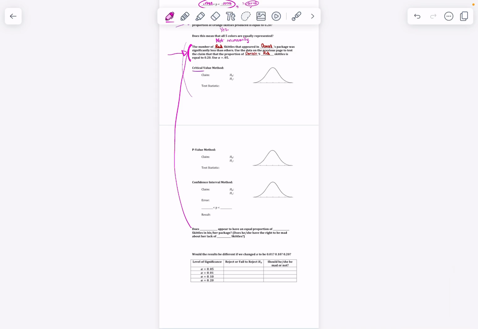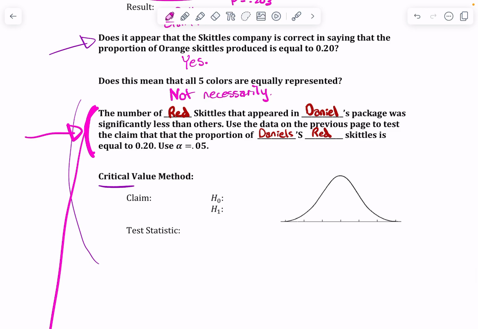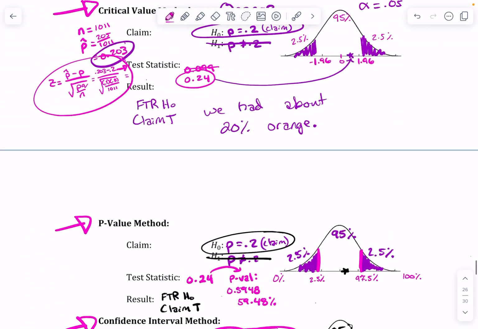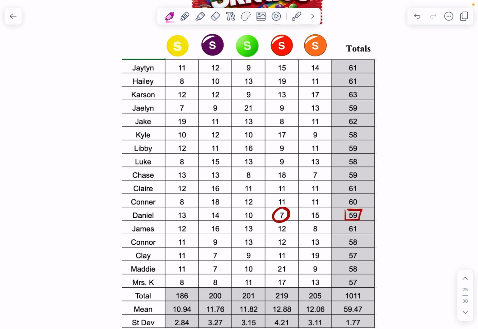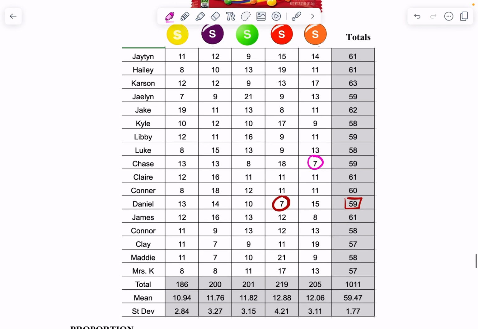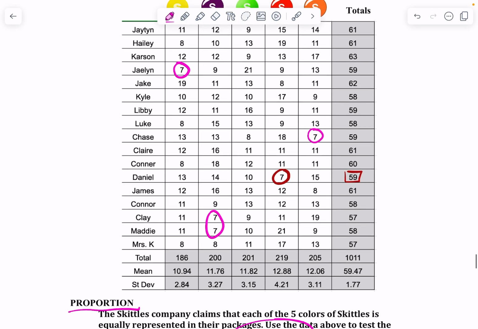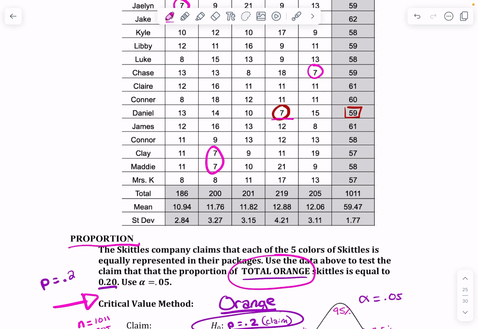And so I'm going to pick on Daniel because Daniel had, for his red Skittles, he only had 7 red Skittles out of his whole bag, okay? Which was like significantly less. I think there were some other people that had 7 of each color, so we could have done Chase's orange, or Jalen's yellow, or Clay and Maddie's purple, but I just picked red because I like the red color. So, having few reds, I would be kind of upset. So Daniel had 7 reds out of 59 total Skittles.